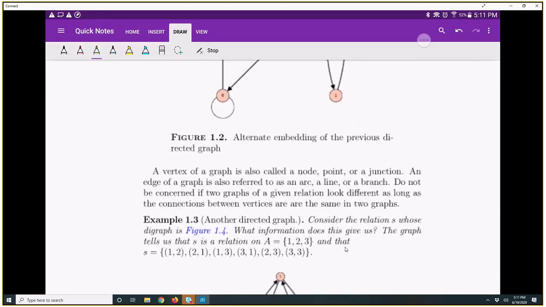Just a little bit of terminology here. We are going to be most commonly referring to the vertex of the graph, but a vertex of a graph is also called a node, a point, or a junction. You might run into this other terminology. And we're also going to mostly stick with the term edge, but an edge of a graph can also be referred to as an arc, a line, or a branch. So you may run into this other terminology elsewhere. So we shouldn't be concerned if two graphs of the same relation look different, as long as the connections between the vertices are the same.